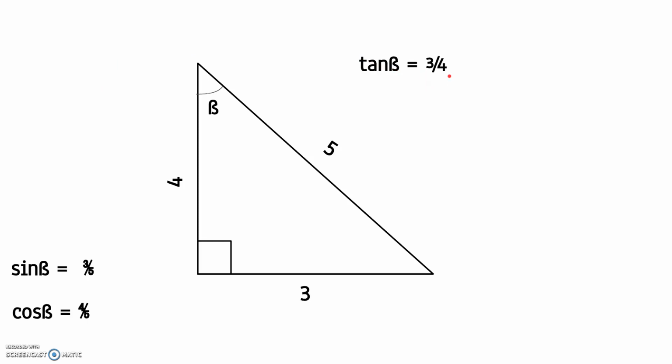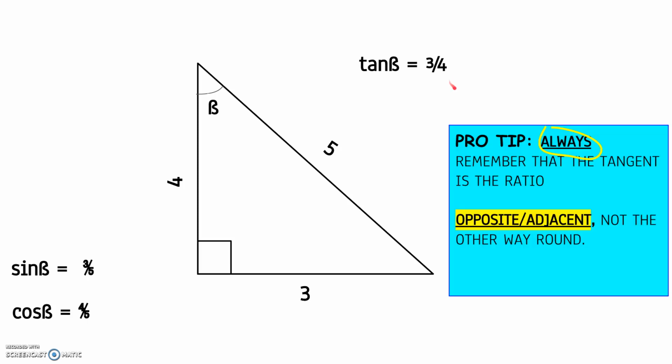If you find this in, like, a video, mark this thing, find it in a book, highlight it, circle it. Always, always, always remember that the tangent is the ratio opposite over adjacent, not the other way around. Believe me, I've made that mistake so many times.